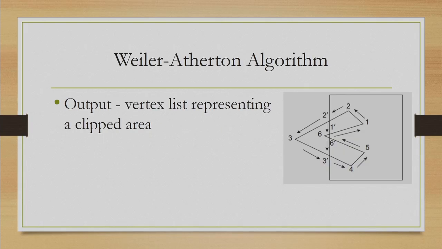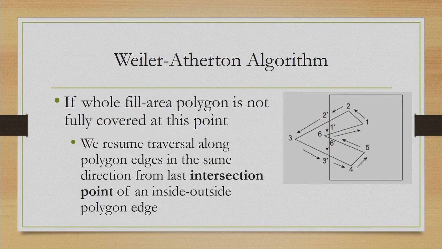And after this traversal ends, the output is the vertex list representing a clipped area, as we have seen. So, in this case the traversal ended at 1. So, we get the vertex list 1, 2, 2 dashed and 1 dashed, which gives us this clipped area. But clearly here the whole fill area is not covered. Some of the vertices are still not processed. So, then what do we do?